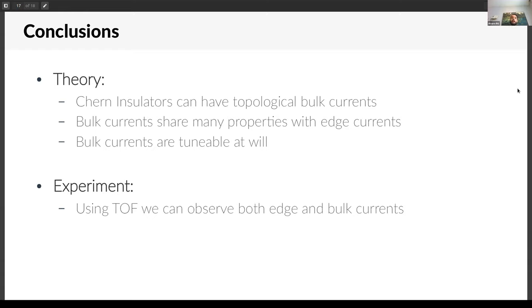Okay, and finally, from an experimental point of view, we have made two proposals using ultra-cold atom experiments and time-of-flight images to observe both edge and bulk currents. I think this is the first proposal to directly measure these bulk currents without any synthetic dimensions or whatsoever.